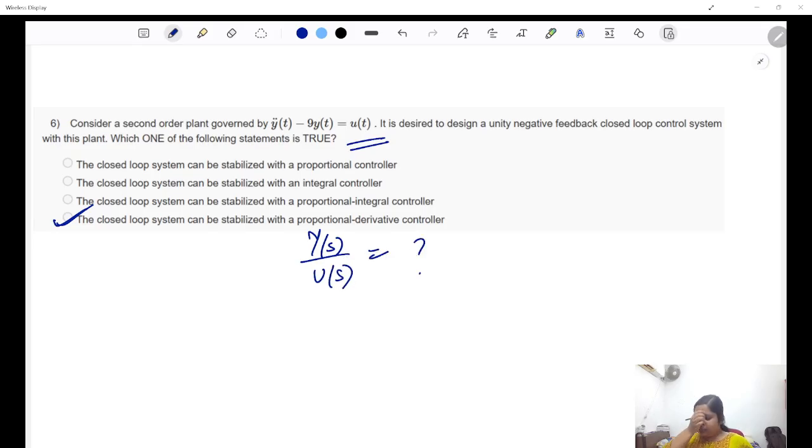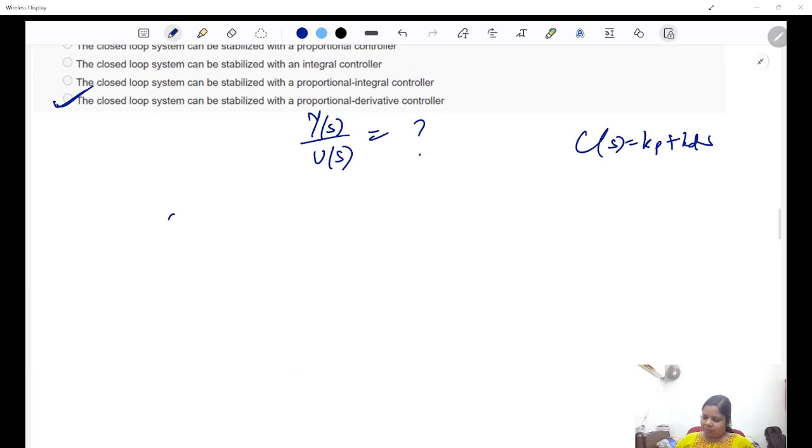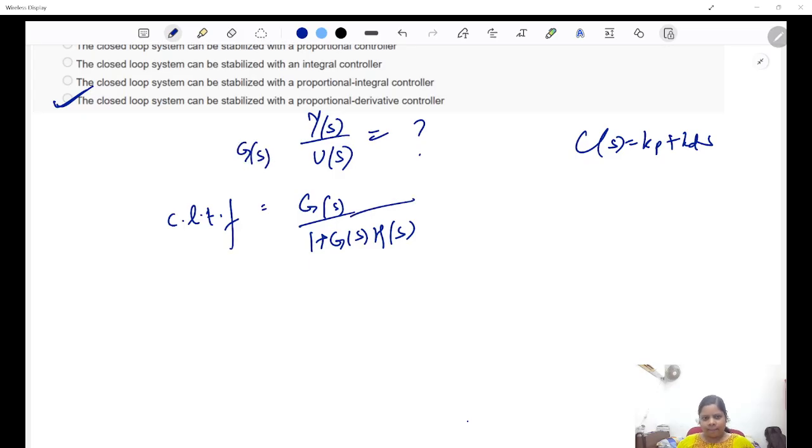Once you find the transfer function, use the controller as Kp plus Kds. Then after this, find the closed loop transfer function, which is Gs upon 1 plus GsHs. For each option, we should divide this into cases. For example, case 1, we should solve using the proportional controller. For case 2, the integral controller. We should solve for each of them.